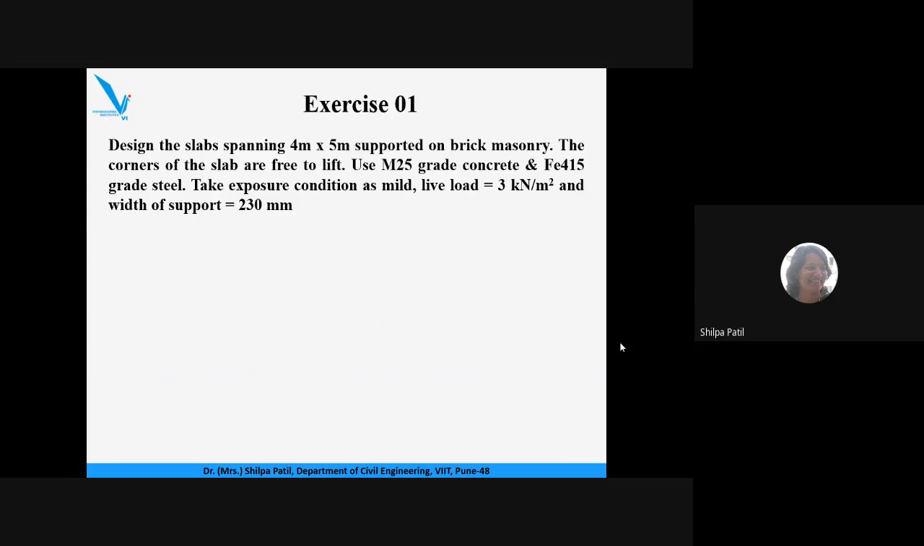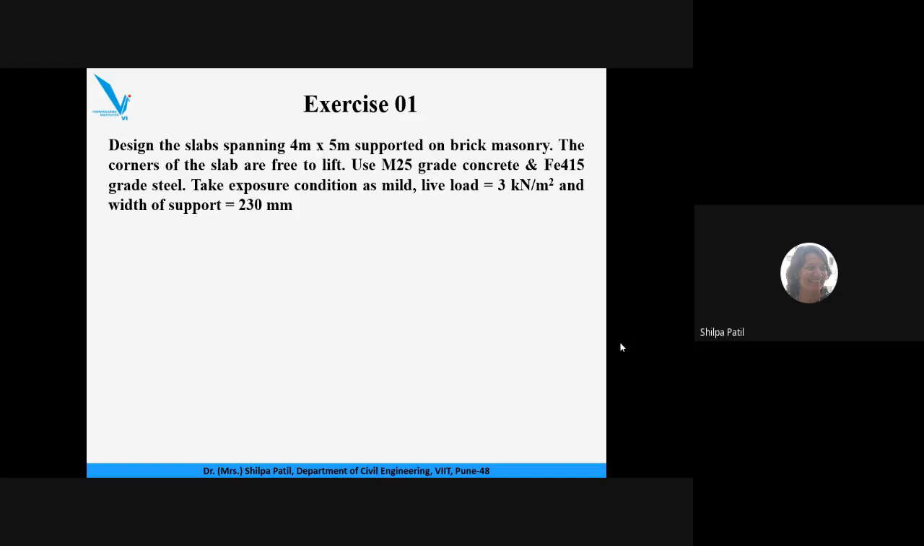So let us see now directly the problem statement. We will consider the first case first. I'm just reading the problem statement. Design the slab spanning 4 meter by 5 meter, supported on brick masonry. The corners of the slab are free to lift. Use M25 grade concrete and Fe415 grade steel. Take exposure condition as mild. Live load equal to 3 kilonewton per meter square and width of support equal to 230 mm.